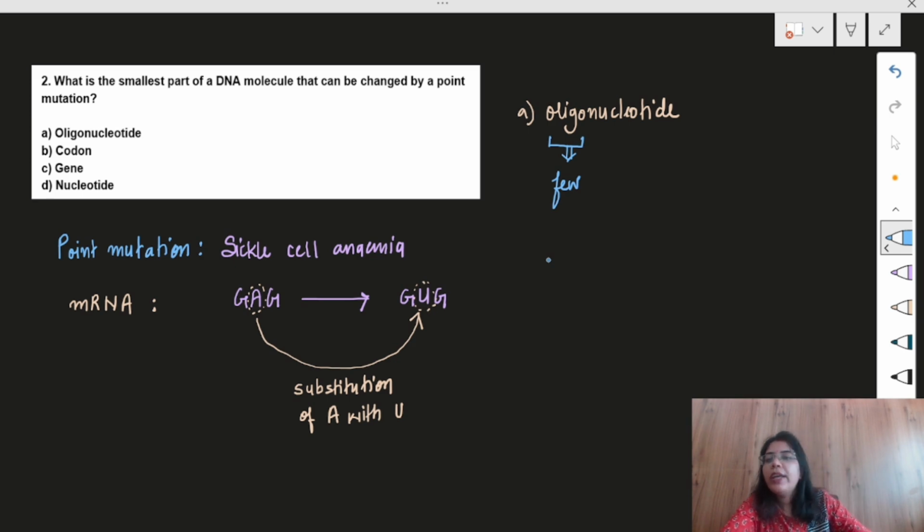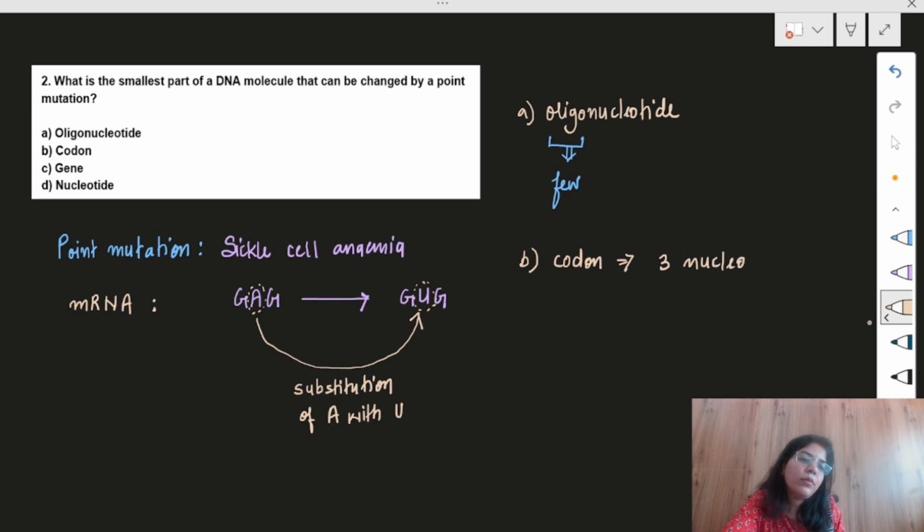Then okay, codon. How many nucleotides does a codon contain? Please tell me. If I want to say, one codon contains 3 nucleotides or not? It's a triplet, right? So is it the smallest unit of your DNA? No, right? So these two options you have to eliminate already.